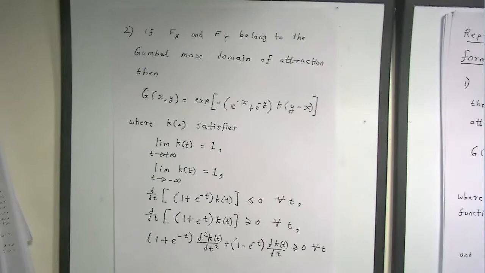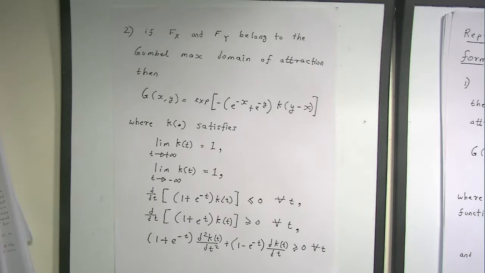So this is the second representation. It also applies in the case that both margins, the x and the y margins of F, belong to the complex domain of attraction. In this case, G can be represented in this form, where K is a function on the real line that satisfies these five conditions, right?